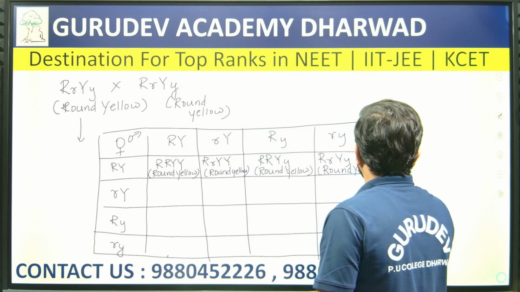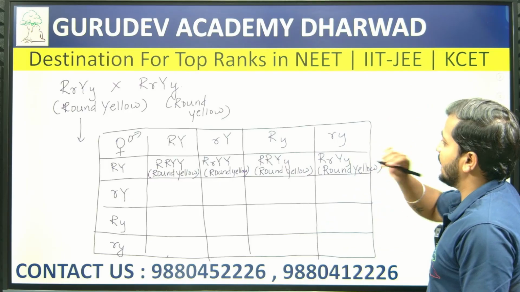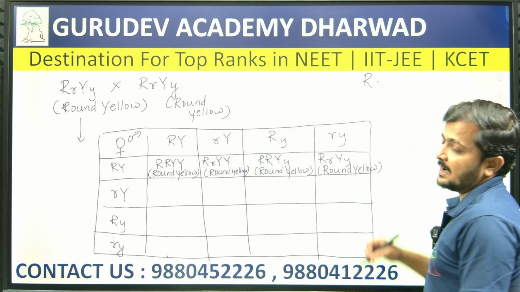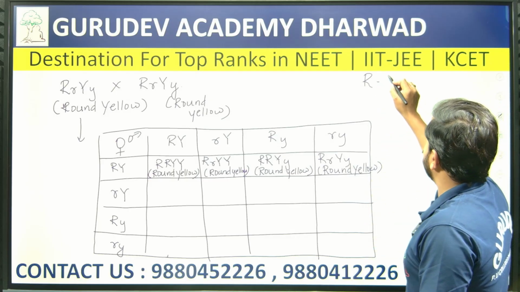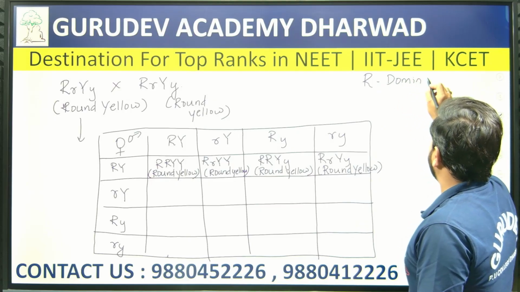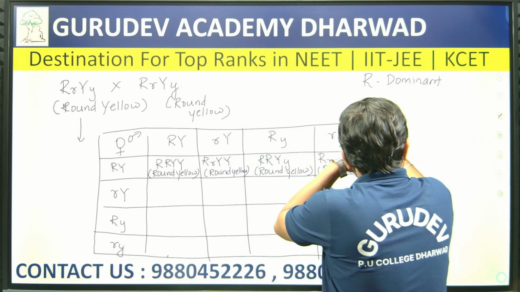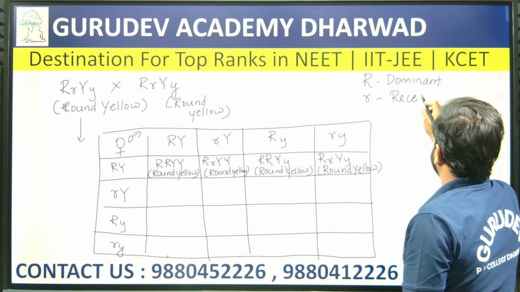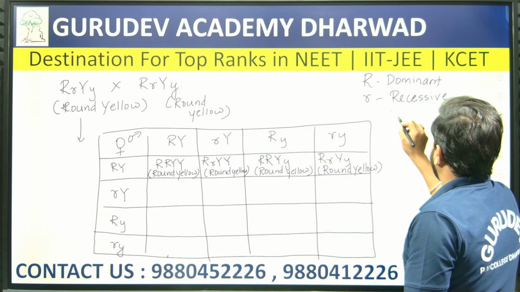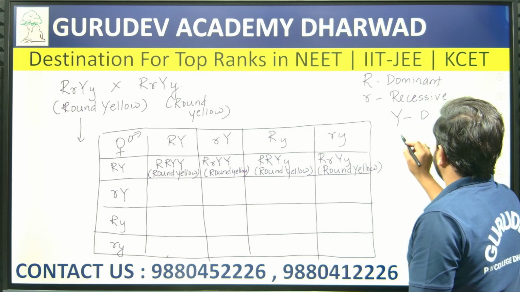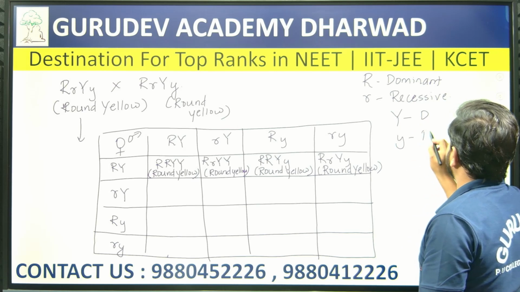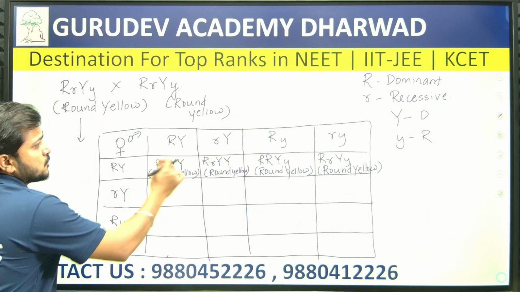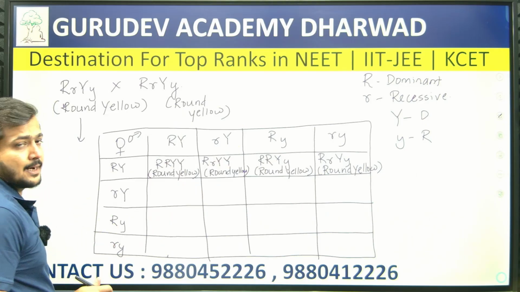Now what we have to remember here is that the dominant character is represented with a capital letter. This is a dominant character, and we have to remember that. Then a small letter represents the recessive character. Here capital Y is dominant and small y is recessive. This is what we have to remember, so based on that we consider the characters.